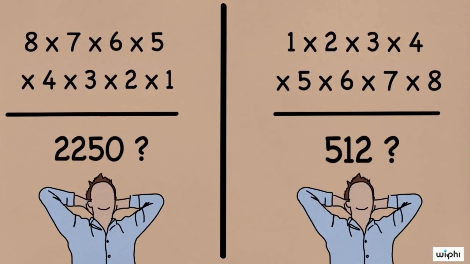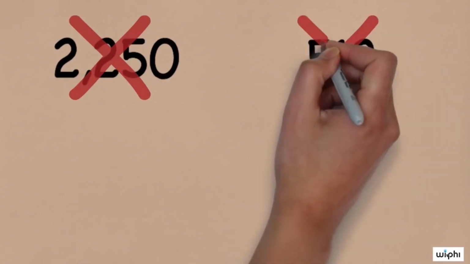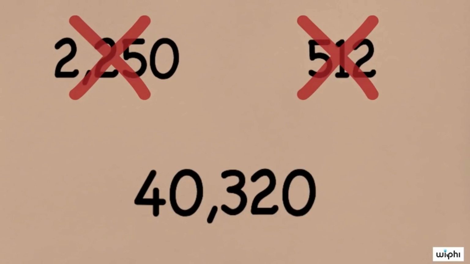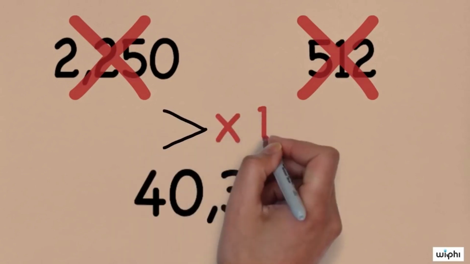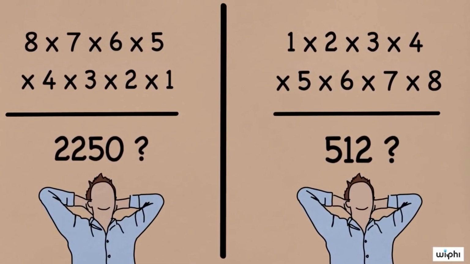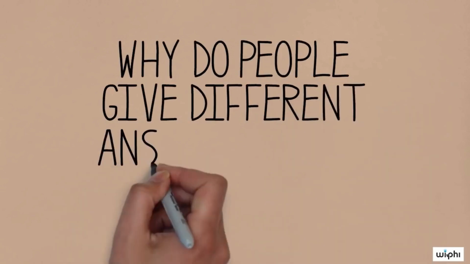The first amazing thing about these similar mathematical estimates is that people get the answers really wrong. In fact, the real answer? Well, for both, it's 40,320. People are off by an order of magnitude. But the second, even more amazing thing is that people give different answers to the two problems, even though they're just different ways of asking exactly the same question. Why do we give completely different answers when the same math problem is presented differently?